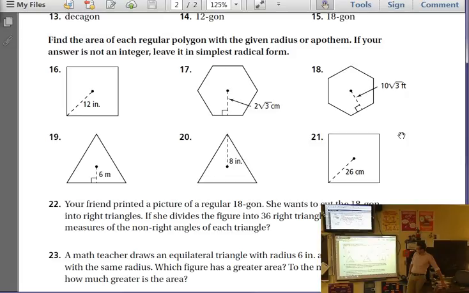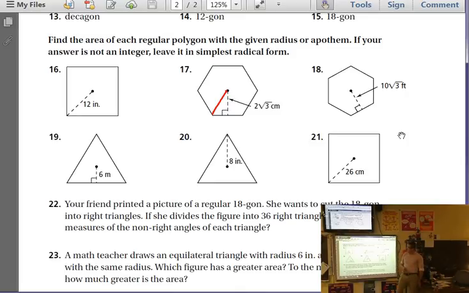17 has kind of messy values in it. Find every area of each polygon with a given vertice or given radius or apothem. Oh, so all of this is just taking the one value that you had and working from there up to all of the other values that you need.